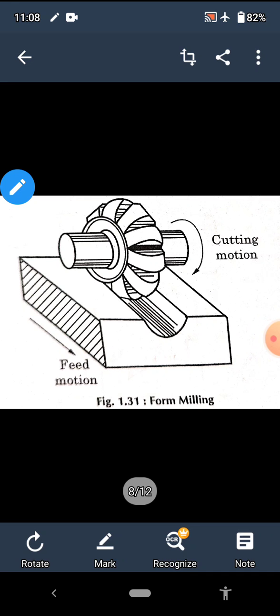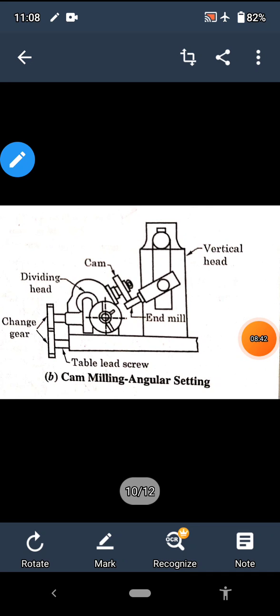Now the next operation is cam milling. In cam milling, we are producing disc type cams, and the cams are basically produced on a milling machine with the help of a vertical head and dividing head fitted on the table. The dividing head is geared to the table lead screw, and the end mill is often used for cam milling.